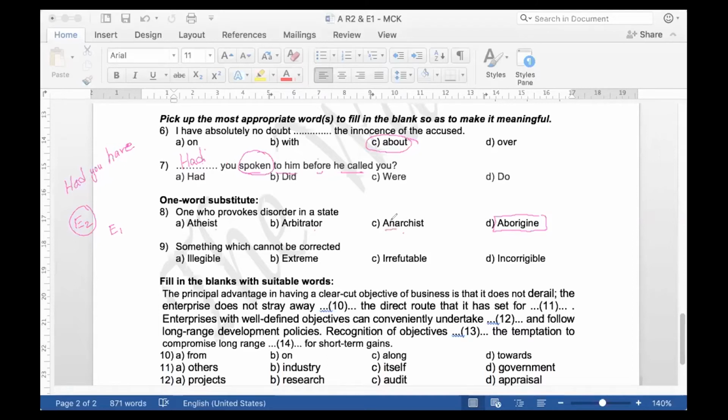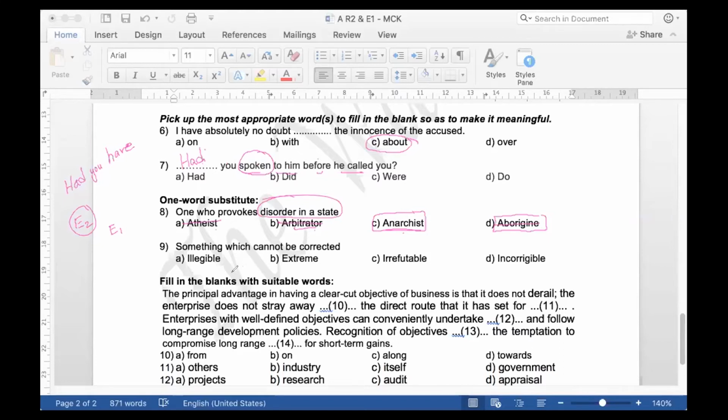Then anarchist, arbitrator. Arbitrator, we know, is the person who arbitrates, the person who is between the deals. So arbitrator cannot be the answer. Aborigine cannot be the answer. Atheist, the meaning is different. Atheist means what? The person who doesn't believe in? Any idea? Yes, the person who doesn't believe in God, that's atheist. So the answer is anarchist. Anarchist is a person who provokes disorder in a state.